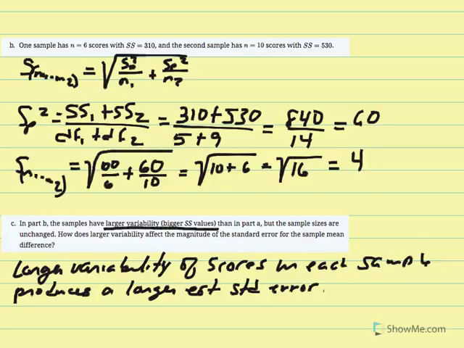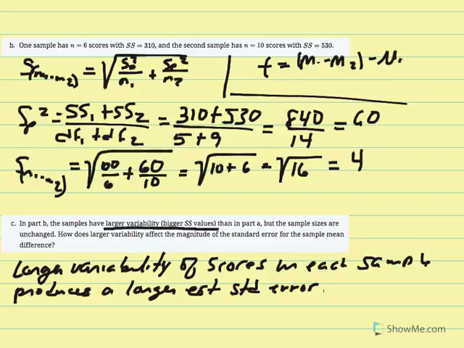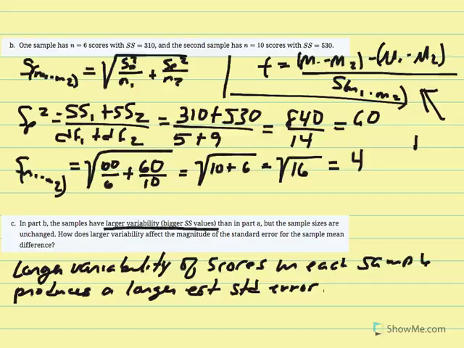And when we're talking about our t equation, I'm going to write that up here just to give me some more room. Again, our t is equal to m1 minus m2 minus mu1 minus mu2. That's always equal to 0, comes from the null, over s sub m1 minus m2, or standard error. So in this case, we're saying as that increases, right, what happens? Our t value, our t statistic is going to decrease, right? If you divide by a larger number, it's going to decrease the end product.